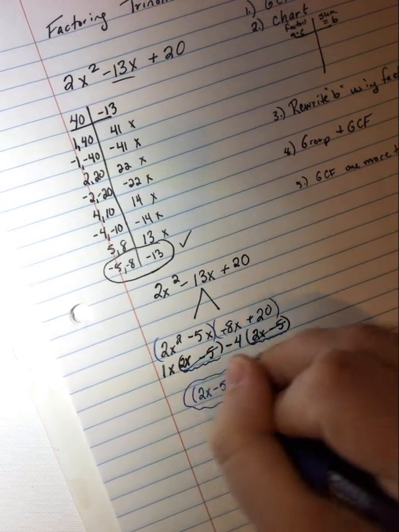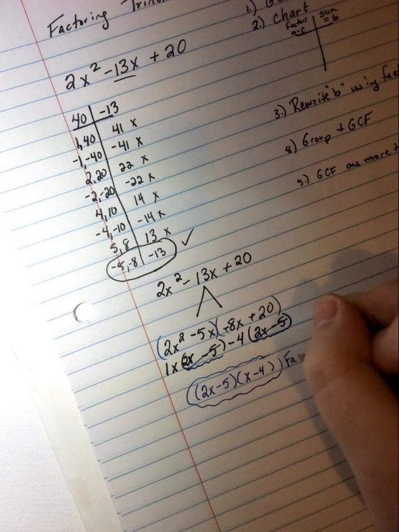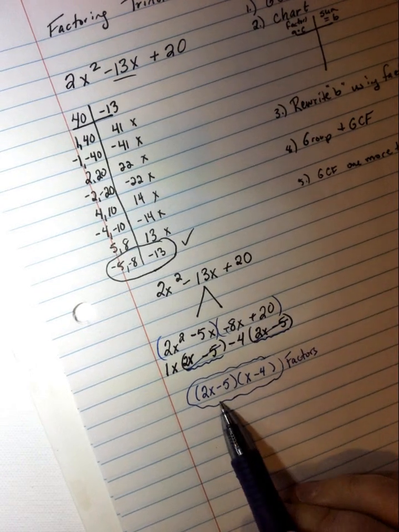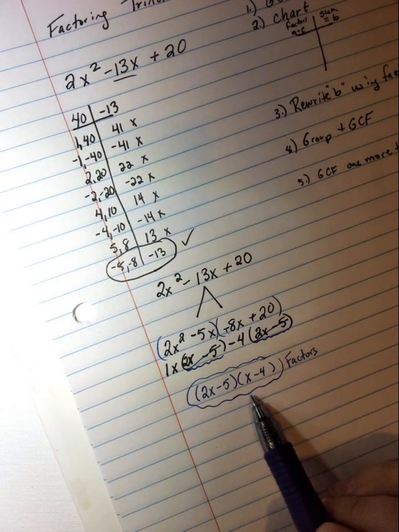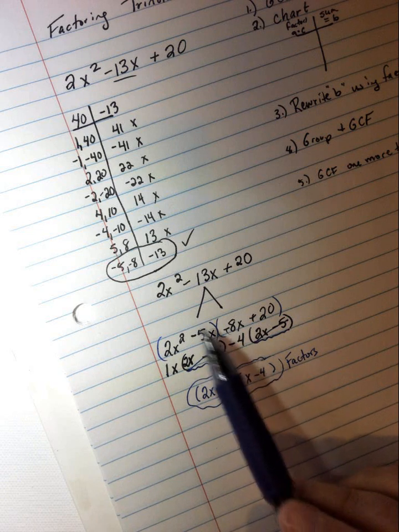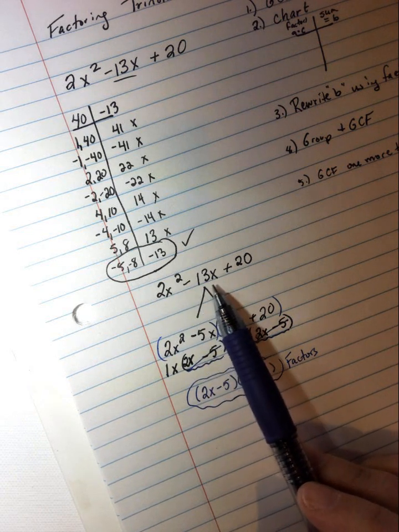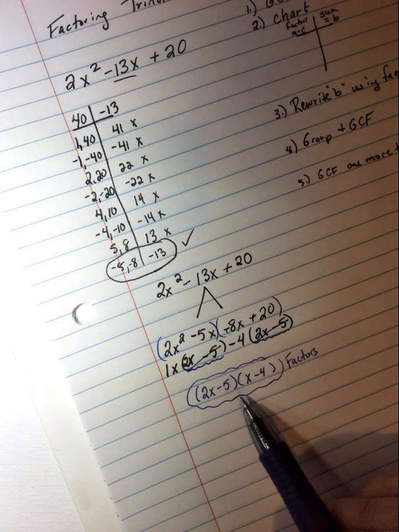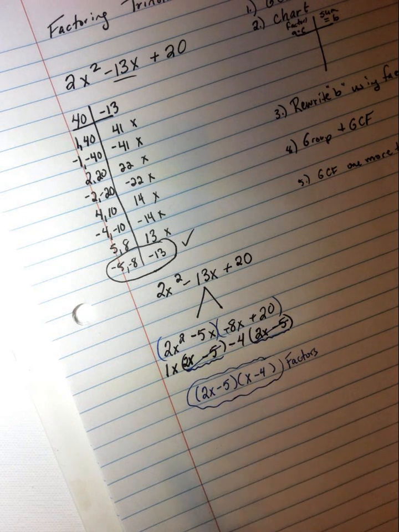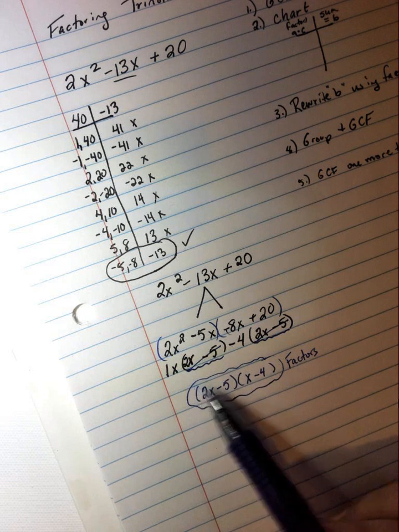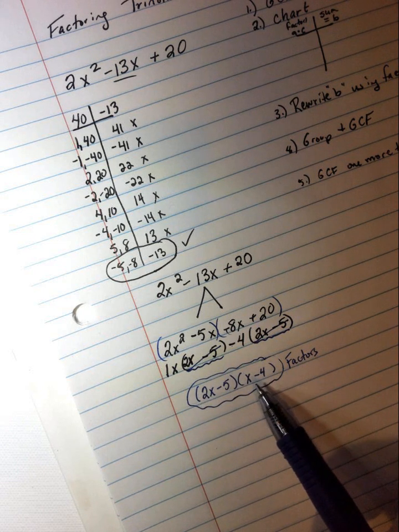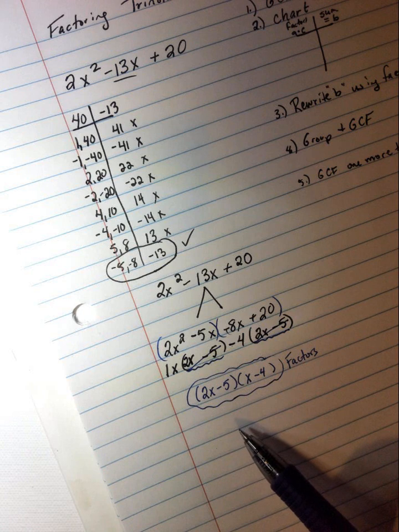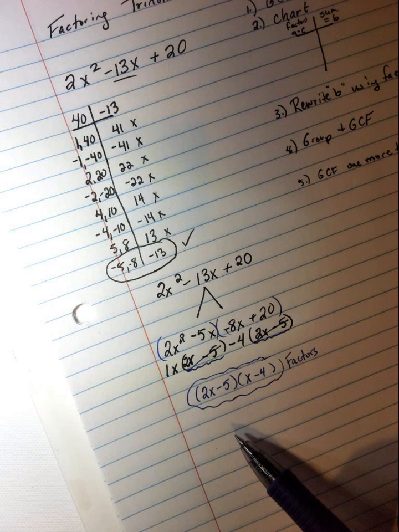These are called factors. If I would multiply these two factors out using the FOIL method or distribution, I would get what I started off with, which is 2x squared minus 13x plus 20. Now right now you're thinking, why? Why do I care? Why did I do this? Because in my next video I'm going to show you what to do with these factors. Because if you do something to these factors, you can very quickly, again, find out your x-intercepts, your solutions, your zeros, where your graph is going to touch the x-axis.